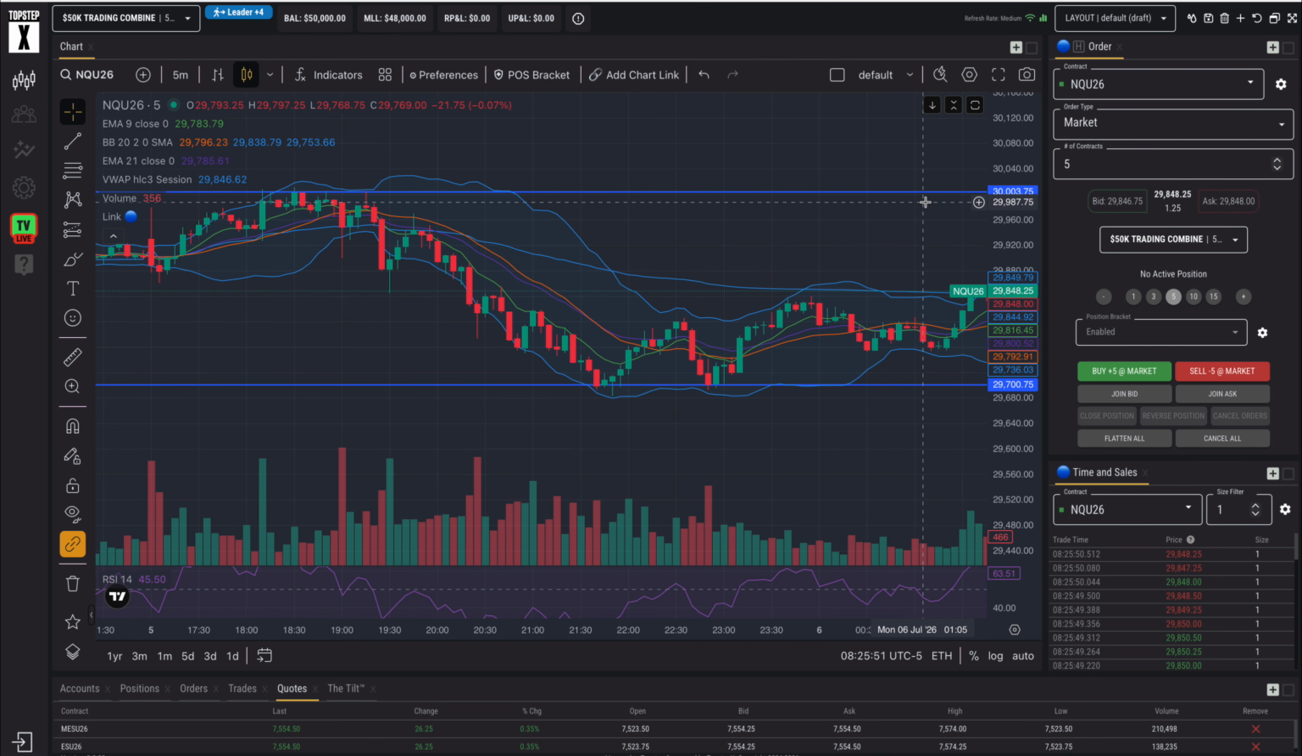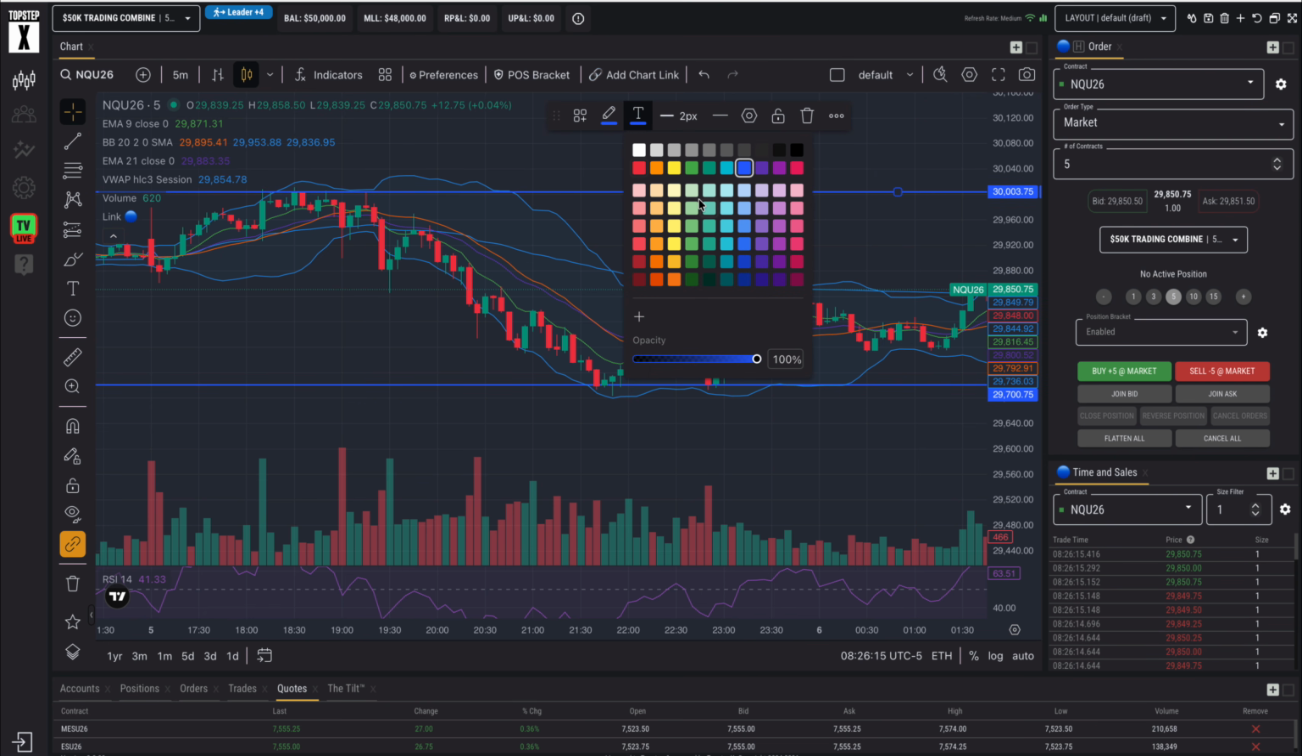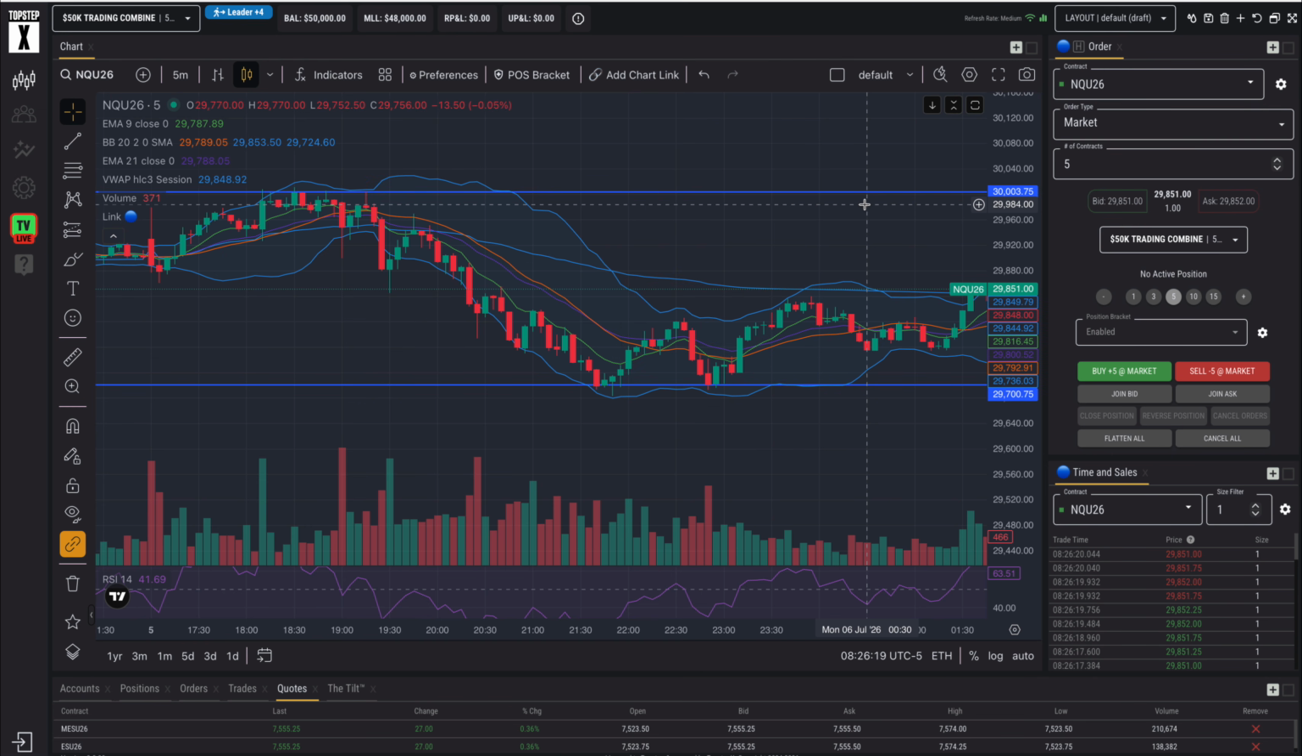And on TopStep, it's fairly simple. All you have to do is go to the area you want to mark, click this addition sign, and draw a horizontal line. Just click that, and it draws it for you. Then when you click on the line, you're able to type text. You can change the color to whatever you want. You can change the font, whatever the case may be.